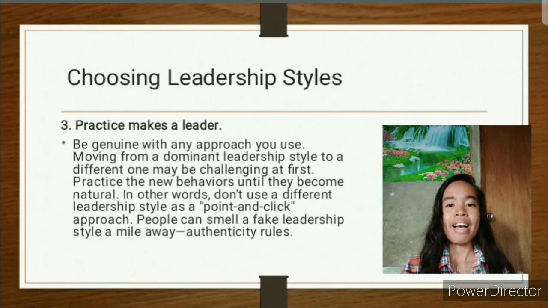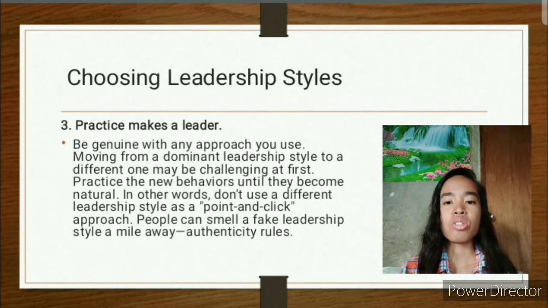Number 3, practice makes a leader. Being genuine with any approach you use, moving from a dominant leadership style to a different one may be challenging at first. Practice the new behaviors until they become natural. In other words, don't use a different leadership style as a point-and-click approach. People can smell a fake leadership style a mile away. Authenticity rules.